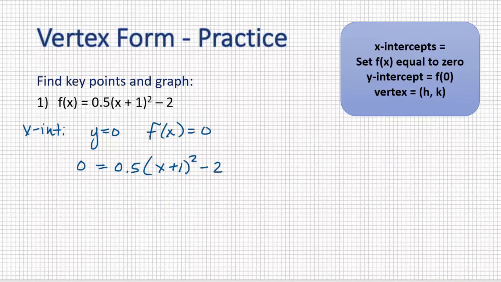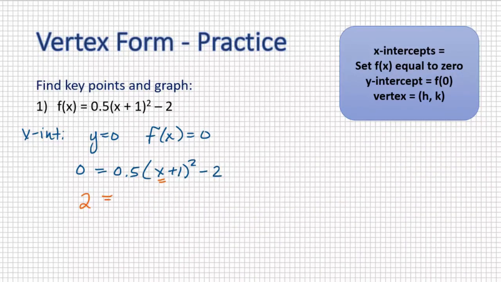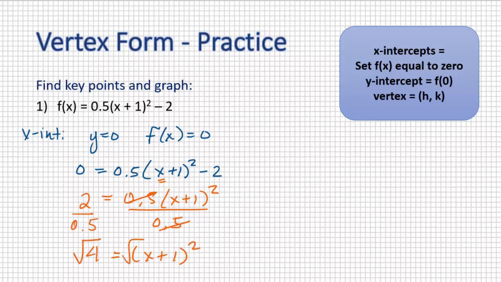Alternately, if you prefer to solve the equation in the way we've written it, you don't need to first convert it to standard form and then use the quadratic formula. Here's what that looks like. 2 is equal to 0.5 times x plus 1 all squared. And to remove that 0.5 from the term on the right-hand side, we divide both sides by 0.5. 2 divided by 0.5 is 4, and on the right-hand side, that gives us x plus 1 squared. Now we take the square root of both sides.